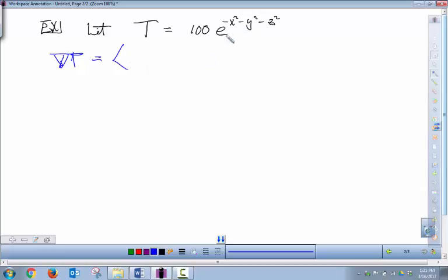So the partial with respect to x, this is 100, it'll stay 100. And then e to the minus x squared minus y squared minus z squared times the derivative of the inside, which is actually the power, with respect to x. So negative 2x. And then if you notice some symmetry around here, then you could probably figure out that the next one is the same. So we could just multiply that out. Oh, and there's a y.